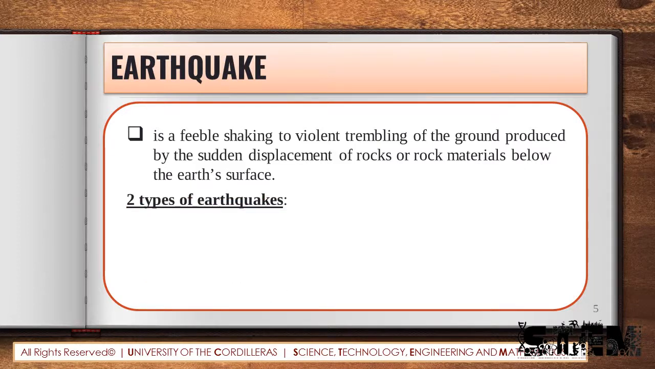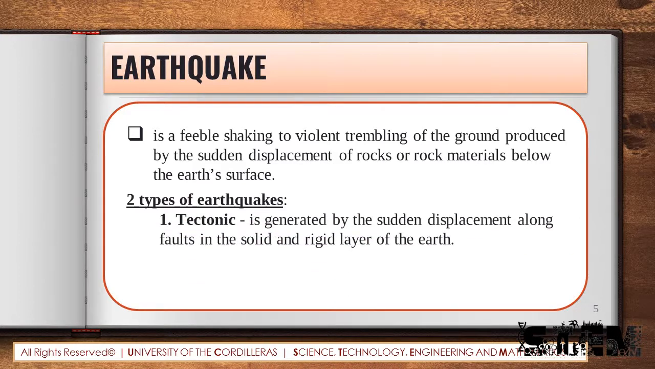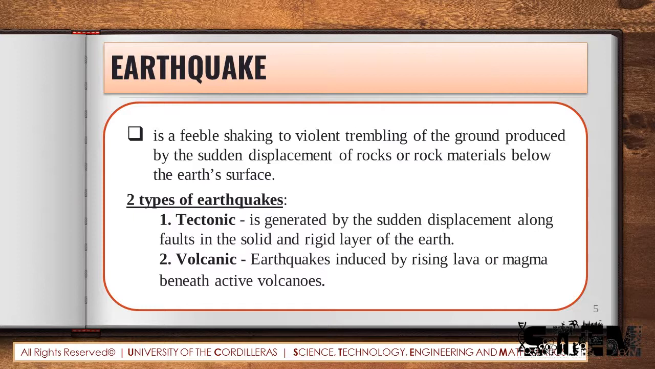Also, there are two types of earthquake. First is the tectonic. This one is generated by the sudden displacement along faults in the solid and rigid layer of the Earth. So, it is an earthquake caused by tectonic movement. And the second one is volcanic. Earthquakes induced by rising lava or magma beneath active volcanoes. Therefore, volcanic earthquakes are earthquakes caused by volcanic eruption.